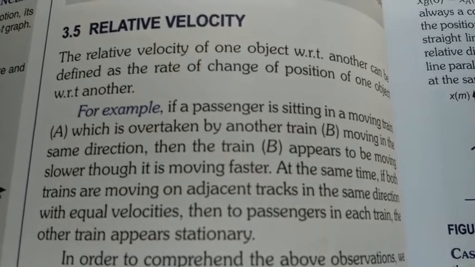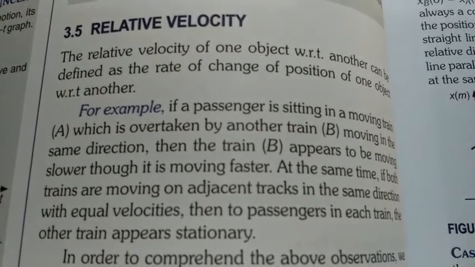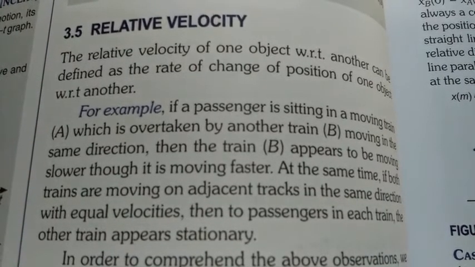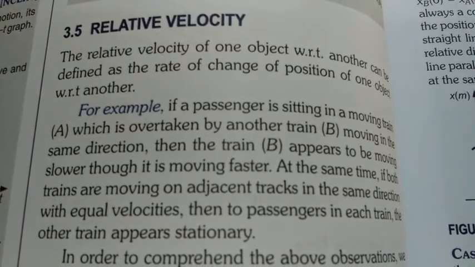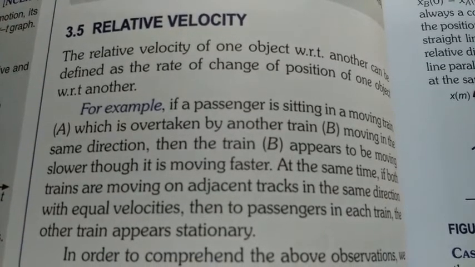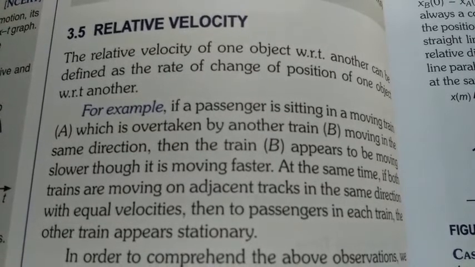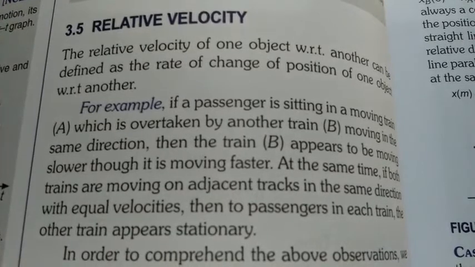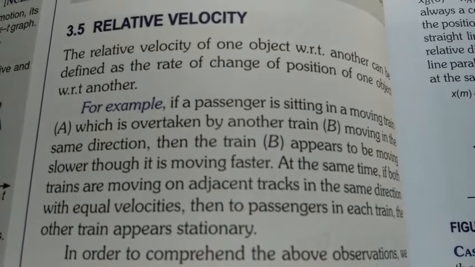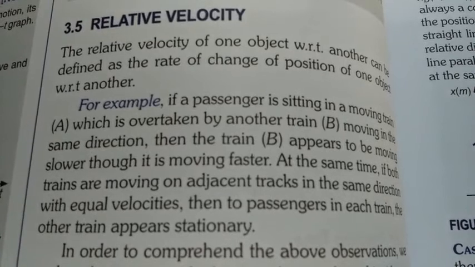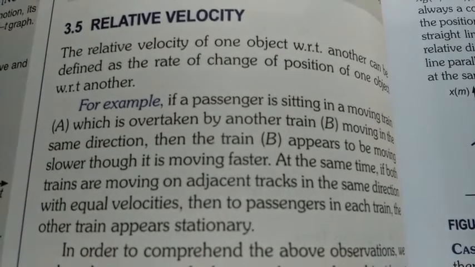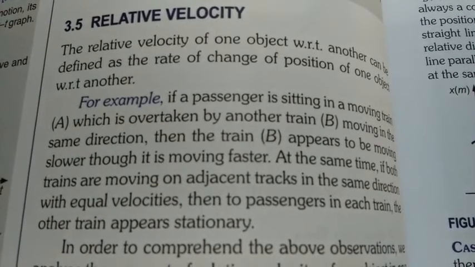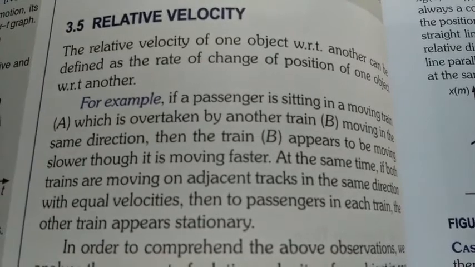So if two objects or two bodies are moving together and we have to see the change in position of one object with respect to the other moving object. Okay, in absolute velocity what happened? Only one object is moving and we compare its situation or motion with another object which is stationary. But in case of relative velocity, both the objects are moving. That means the situation of one moving object is compared with another moving object.